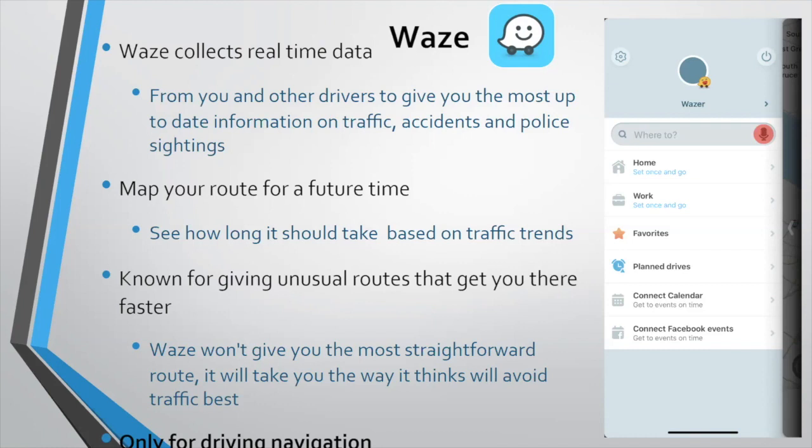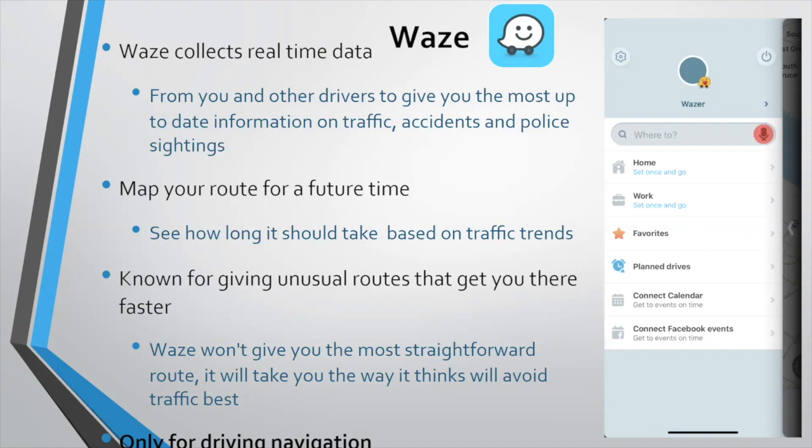Another neat thing about Waze is that it can map your route for a future time. So for example, if you want to get an idea of what the best time is to drive to get groceries, it'll give you an idea of what the traffic typically is around that specified time, which can be really useful when you're planning for the future.